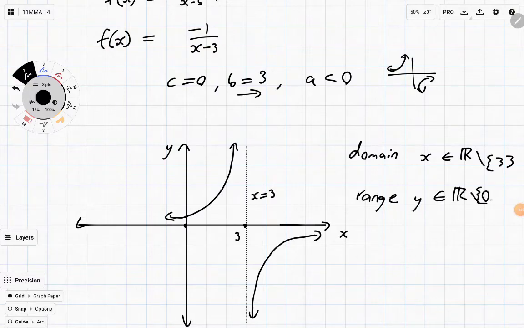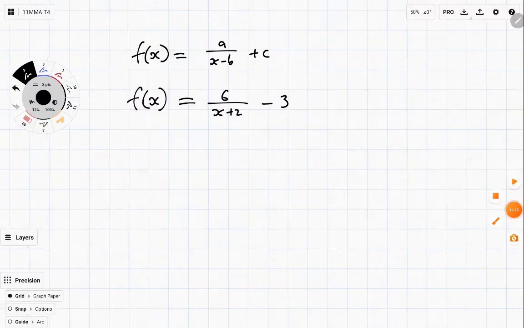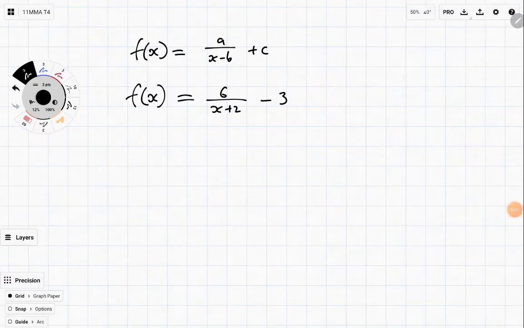Alrighty, one to go. So this is our last one, and you can see here a is going to be positive, so it's going to be the classic shape. And we can see we have both a b value and a c value. So b in this case is negative 2, and c is negative 3. So it's been shifted 2 to the left, and it's been shifted 3 down.